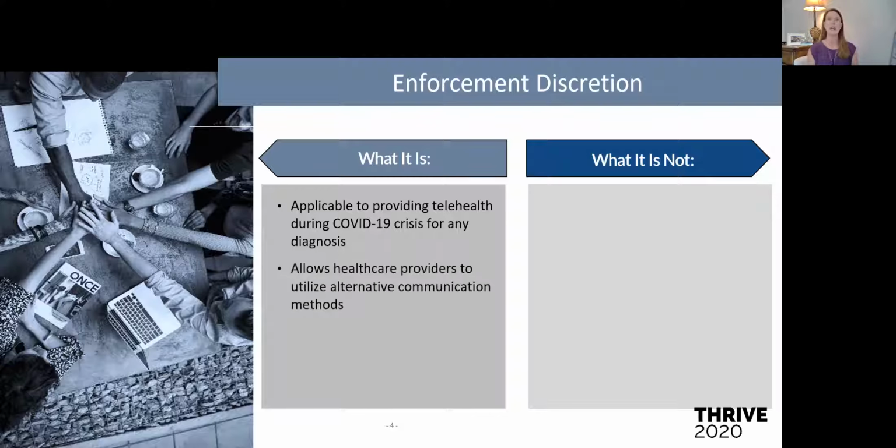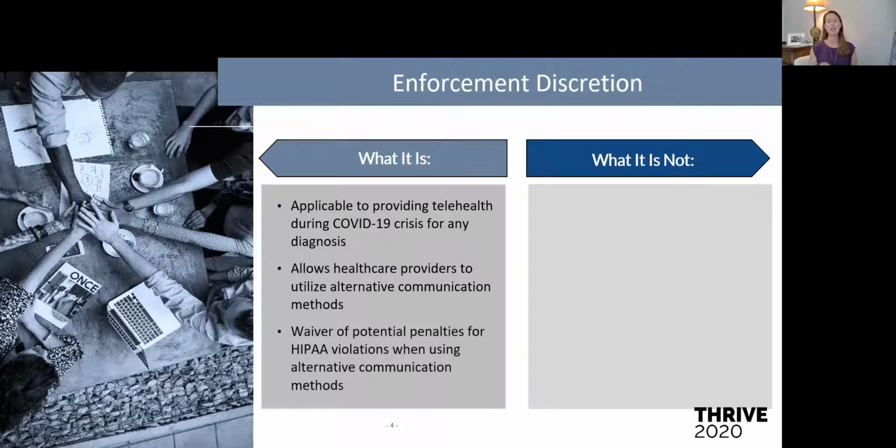It also allows you to use alternate communications, which we're going to talk about a little bit more. I think we were probably using some of those alternate communications prior to enforcement discretion, maybe not necessarily following all of the HIPAA rules. So I do want to expand on what is covered right now, but also the things that we need to watch for in the future, making sure that once this enforcement discretion is gone, we are still complying with HIPAA.